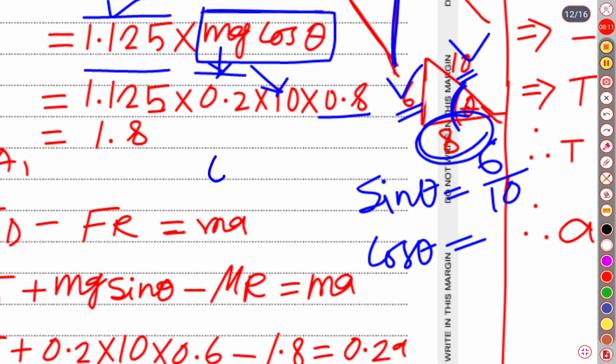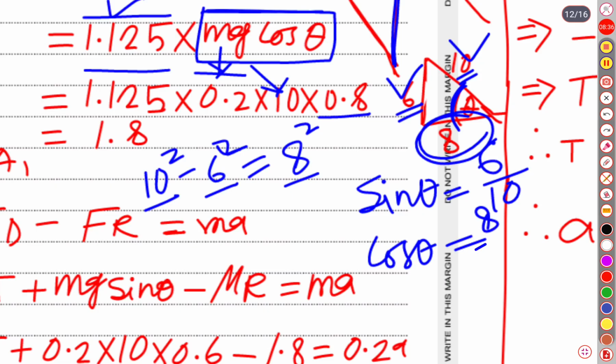How? 10 square minus 6 square is equal to 8 square. 10 square means 100, 100 minus 36 is equal to 64. This is the Pythagorean theorem. Applying the Pythagorean theorem, we have got that cos theta is equal to adjacent over hypotenuse, and the hypotenuse is 10. So ultimately our cos theta is 0.8.